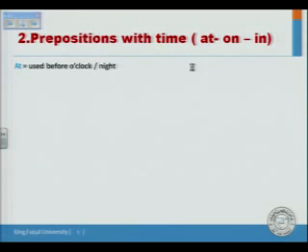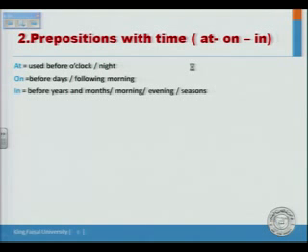So at is used before o'clock or night. We say at night or at 7 or 6 or 9 o'clock. Yeah. On is used before days. So we say we went to, let's say, Ad-Dammam or Ar-Riyadh on Monday. On Monday, not in. Yeah. And in, be careful about in. So in is used before months, weeks, or years.